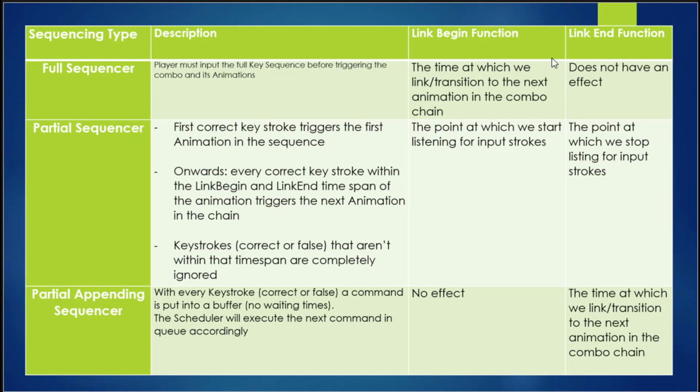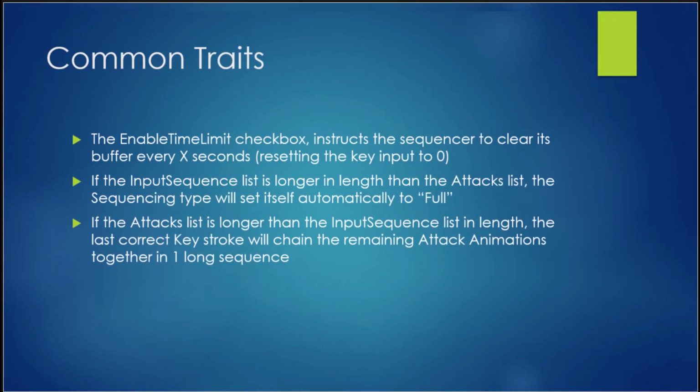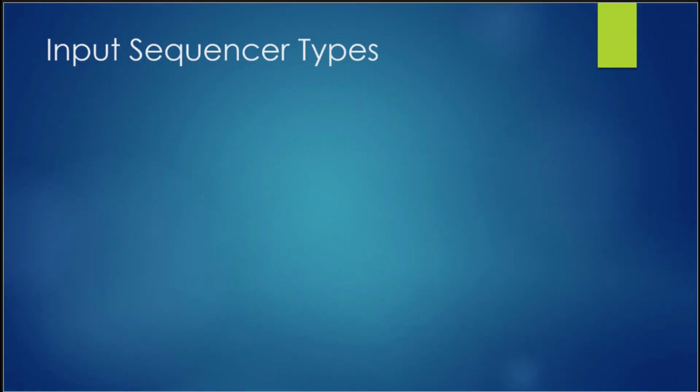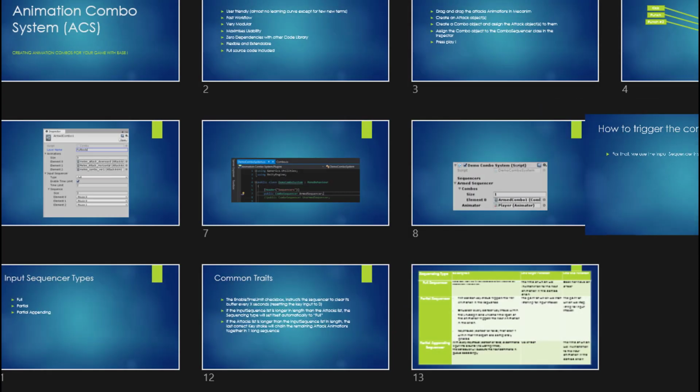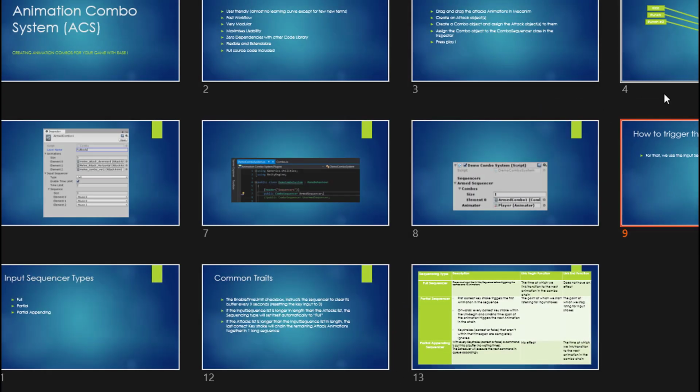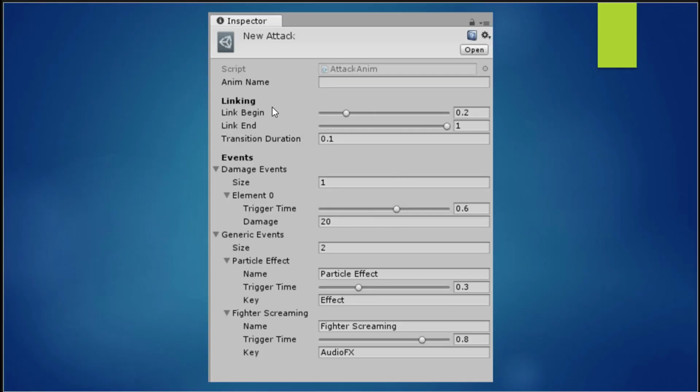All right. Now, if you remember, I had the linking options, link begin and link end. They have different functionality based on the type of the sequencer.